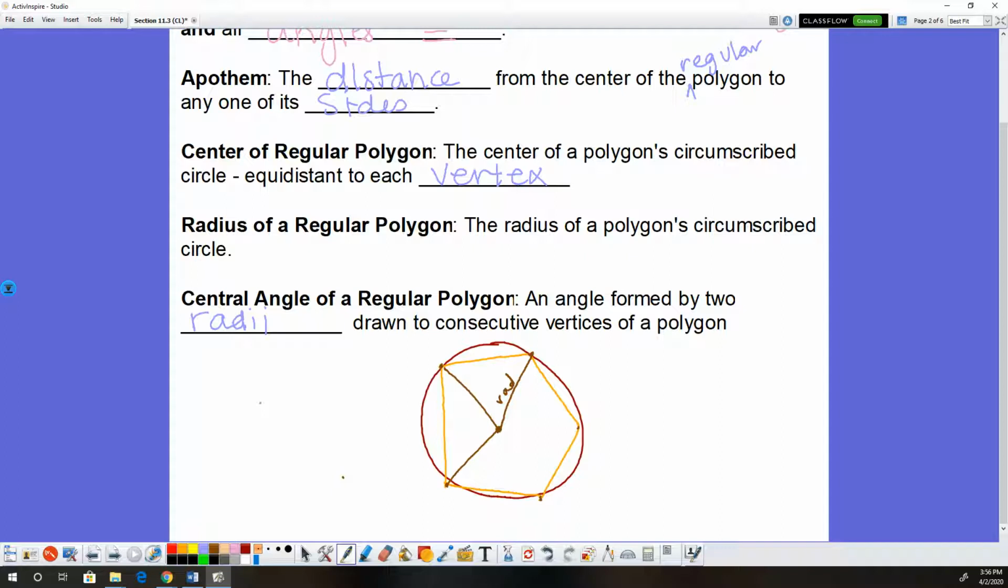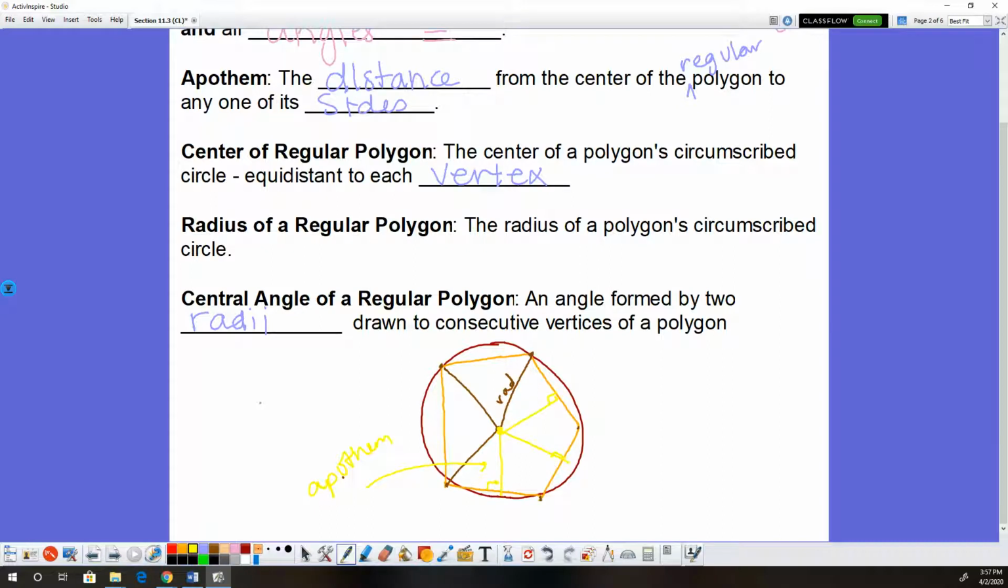Now, an apothem, in some places you can look and they pronounce it differently. It's the same thing. It's the distance from the center to one of its sides. Okay, and remember when we're talking about the distance to the sides, we're talking about the perpendicular distance. So this would be the apothem. And once again, for a pentagon, you would have 5 apothems.